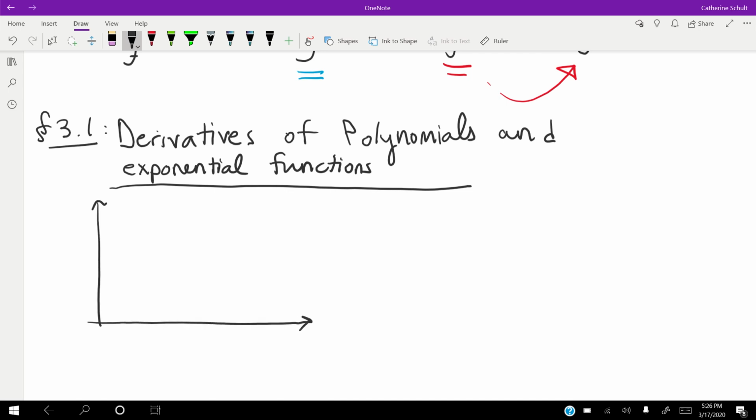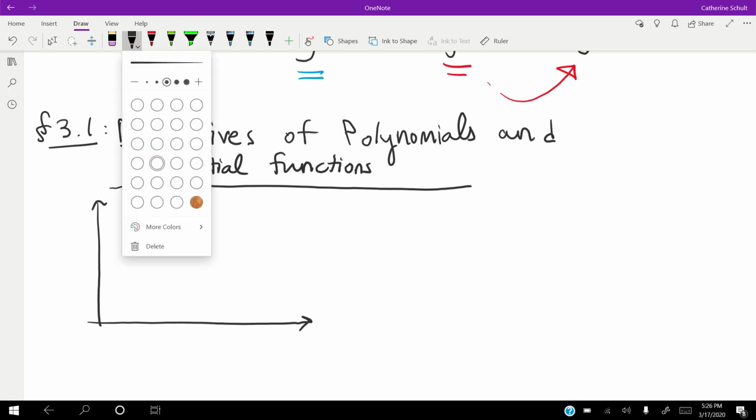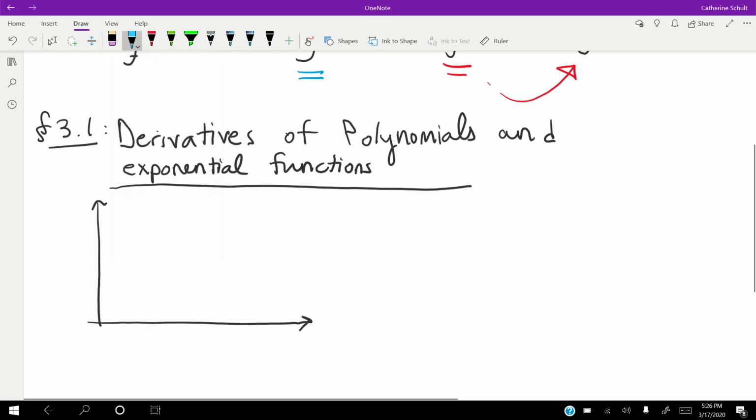So we're going to start off with the most basic function. It'll be a linear function. And let's give it a slope of 0. So that would be like a horizontal line of some sort. Okay, so let's say it crosses the axis at c. So this is the equation f of x equals c. And what's the slope of a horizontal line?